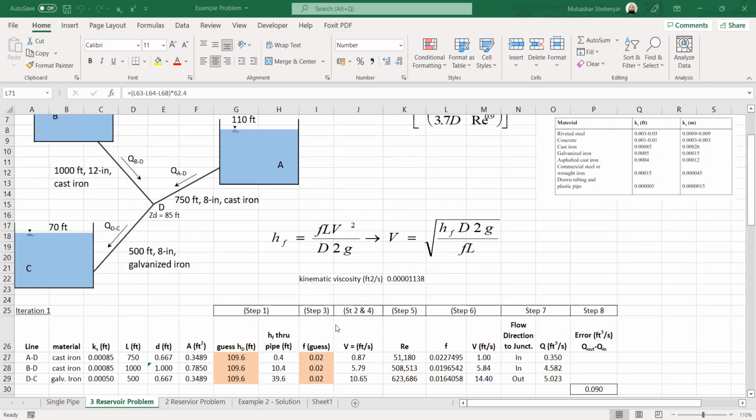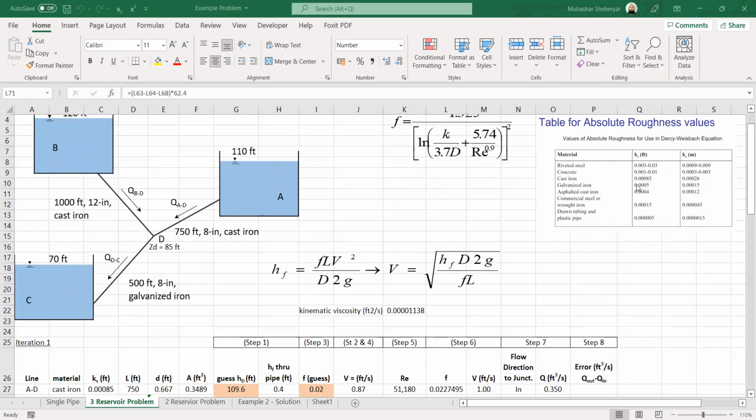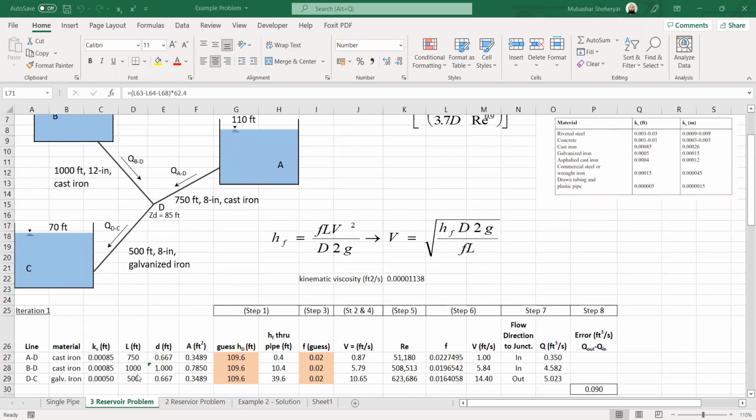Based on the material, we will get the value from this absolute roughness table. For cast iron, it is about 0.00085, while for galvanized iron, it is about 0.0005. The lengths and the diameters are also given, so based on the diameter, we will calculate the area.